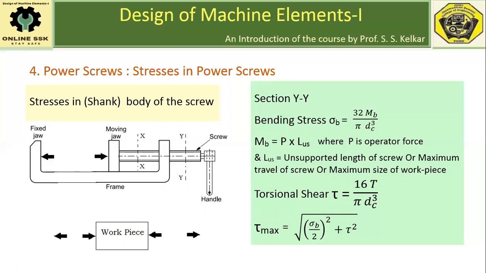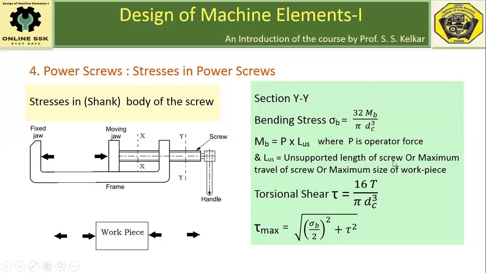So in any of these three forms, the given data in the problem statement will specify the unsupported length of the screw, LUS, which is to be taken into account while calculating MB, the bending moment to which this portion or this section YY is subjected. So section YY is subjected to bending moment MB, which is equal to P into LUS.